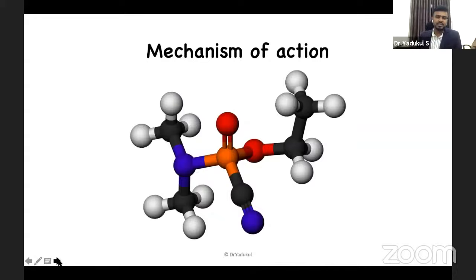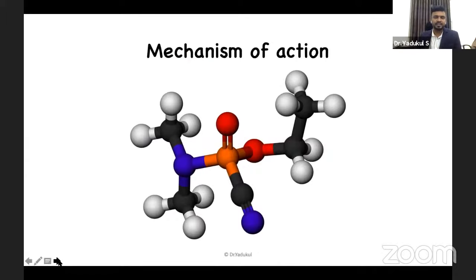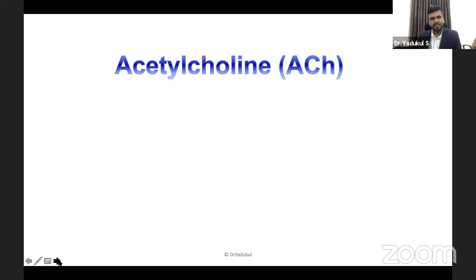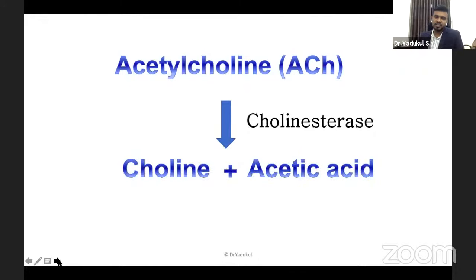Before going to the signs and symptoms of organophosphorus poisoning and the treatment per se, we have to know the basics: what exactly does an organophosphorus compound do to our body? Once we know the pathophysiology, we can easily treat the poisoning. We all know about acetylcholine. In the presence of cholinesterase, acetylcholine at the myoneural or synaptic junction is divided into choline and acetic acid. This is a normal phenomenon. The cholinesterase helps in hydrolysis of acetylcholine into choline and acetic acid.